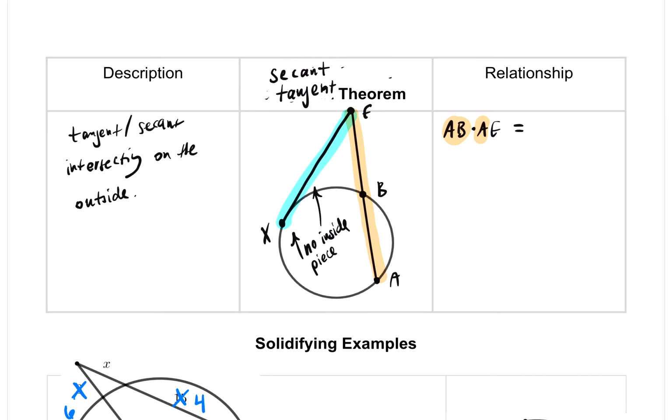So here's what I'm going to write. I'm going to write XE. That's supposed to say E squared. Okay, and that's my blue term right there. So here's what I'm thinking. Now for this one, it's inside times the whole thing is equal to the whole squared. Now, this is not true for the other lines.